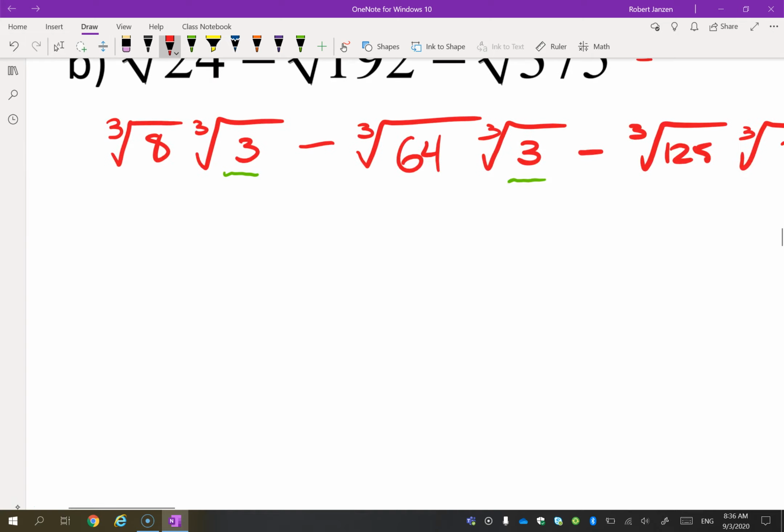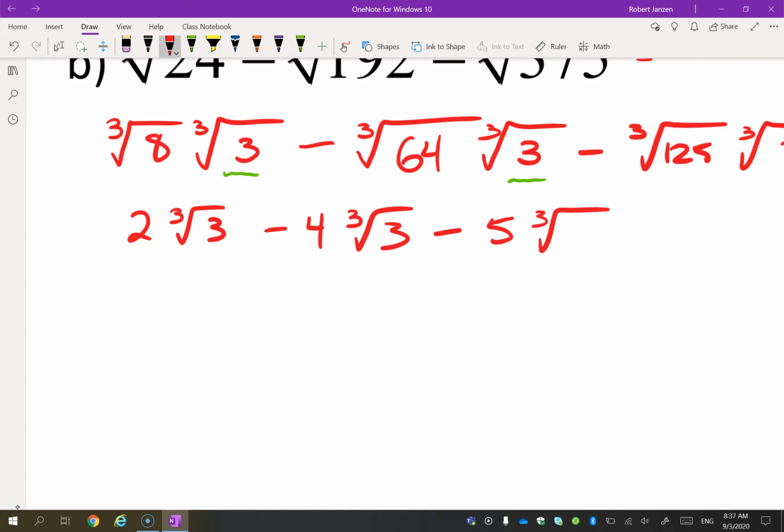Okay, so let's continue the simplifying here. This is 2 cube root 3. This is 4 cube root of 3. And this is 5 cube root of 3. And now they have the same radicand, same index, and I can just add the coefficients. 2 take away 9 is negative 7.